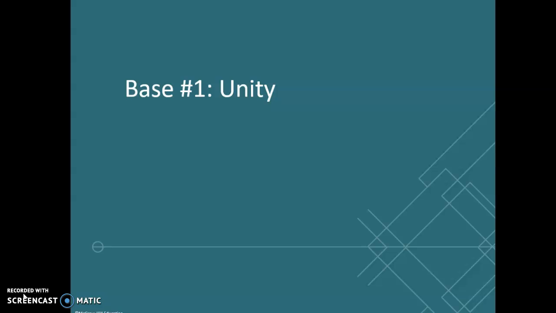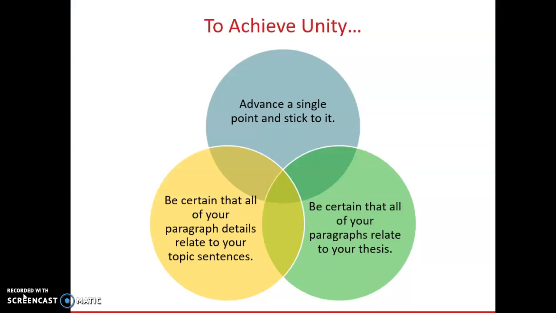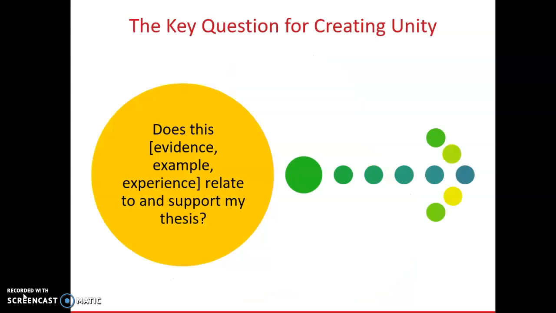Is there a unity or a cohesiveness in your essay? Right, to achieve unity, you should advance a single point and stick to it. What's your thesis? What's your point of your essay? What is the main idea? And you just stay with that point. Be certain that all of your paragraph details relate to the topic sentences of those paragraphs, right? And then they connect back to the overall point of the essay. And be certain that all of your paragraphs relate back to that thesis.